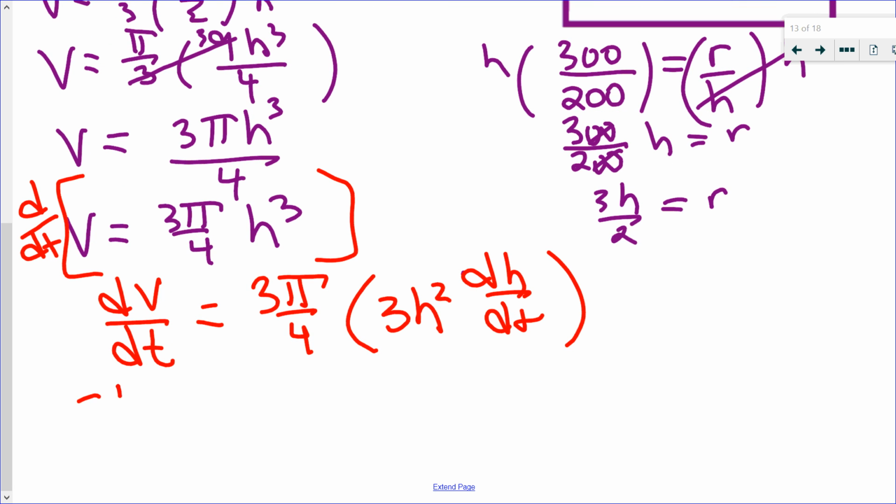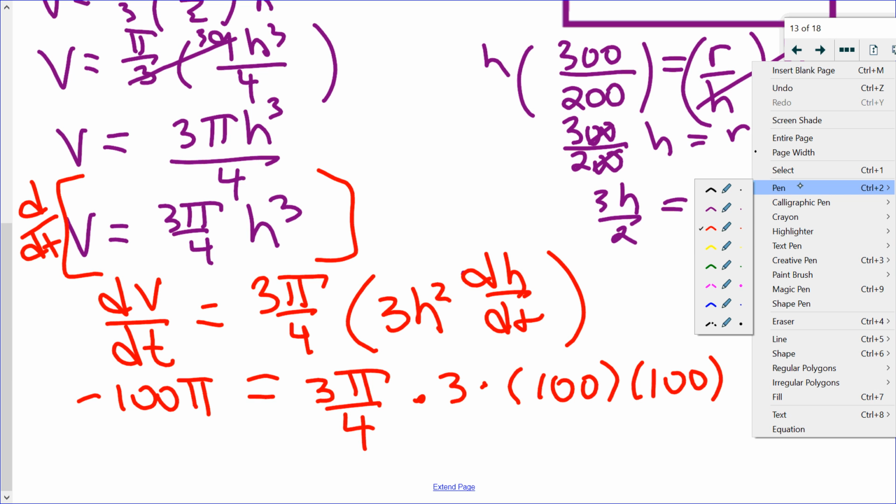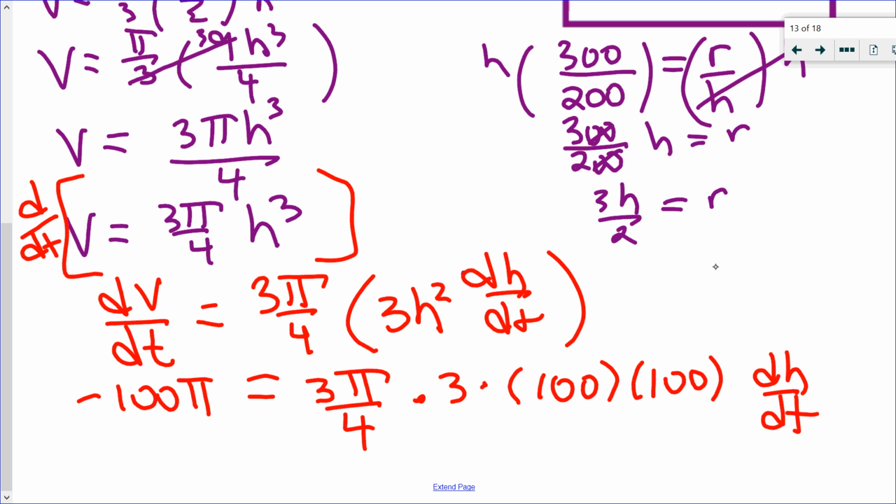So volume, negative 100 pi, equals 3 pi over 4 multiplied by 3 multiplied by h squared, which is 100 squared, so 100 times 100, all multiplied by dh by dt. I kind of wrote it out like that so I could simplify this a little bit easier. Okay, so let's start simplifying. For example, if I were to divide both sides by pi, that would be gone. If I were to divide both sides by 100, that would also be gone. So on that side, I'm just left with a negative 1.